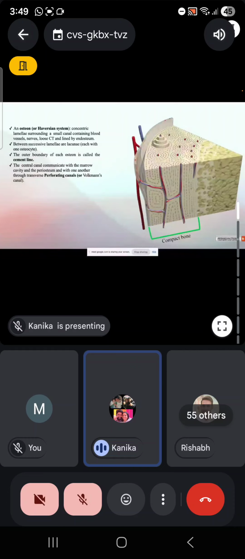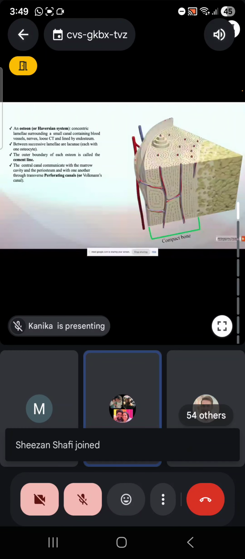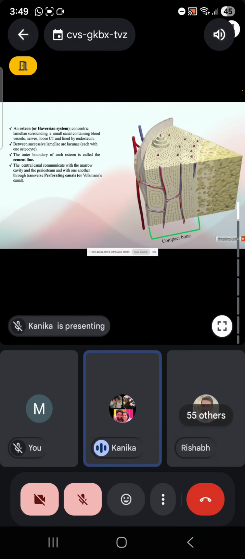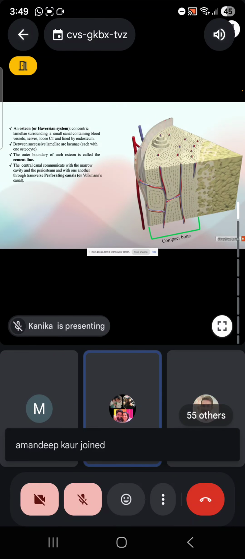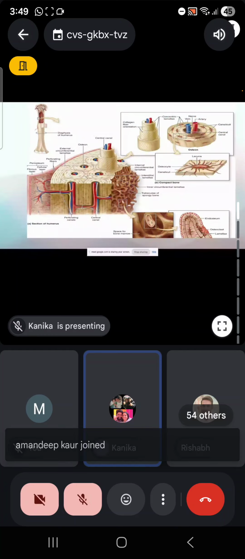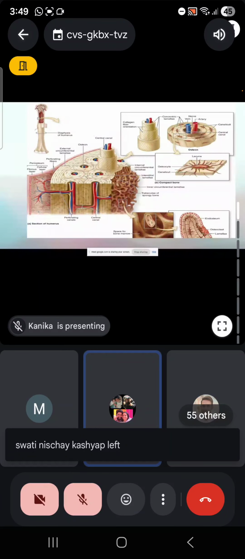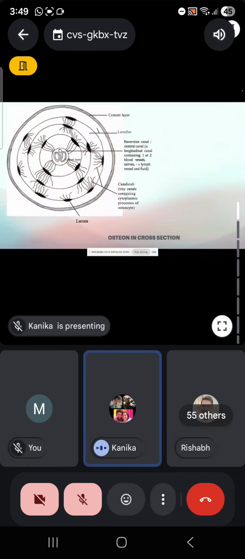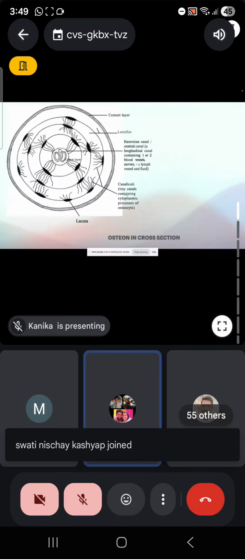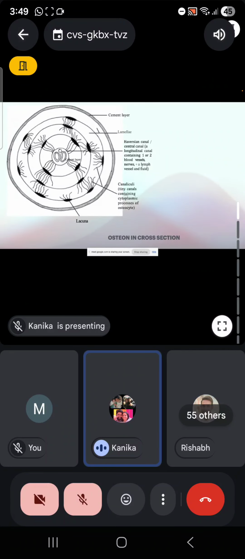Between successive lamellae are the lacunae. The outer boundary of each osteon is called the cement line. The central canal communicates with the marrow cavity and the periosteum through the perforating canal, also known as Volkmann's canal. In this picture we can see the osteons, and in the center we can see the central canal. Similarly, in this picture we can see the concentric arrangement of the lamellae, with the lacunae having osteocytes.